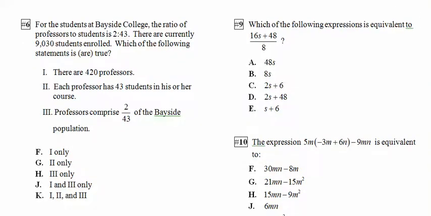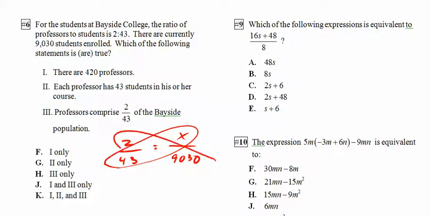For the students at Bayside College, and this is one of the more challenging questions I've seen, the ratio of professors to students is 2 to 43, and there are 9,030 students. Do a little cross multiplying. Solve, you'll find that x equals 420 professors.